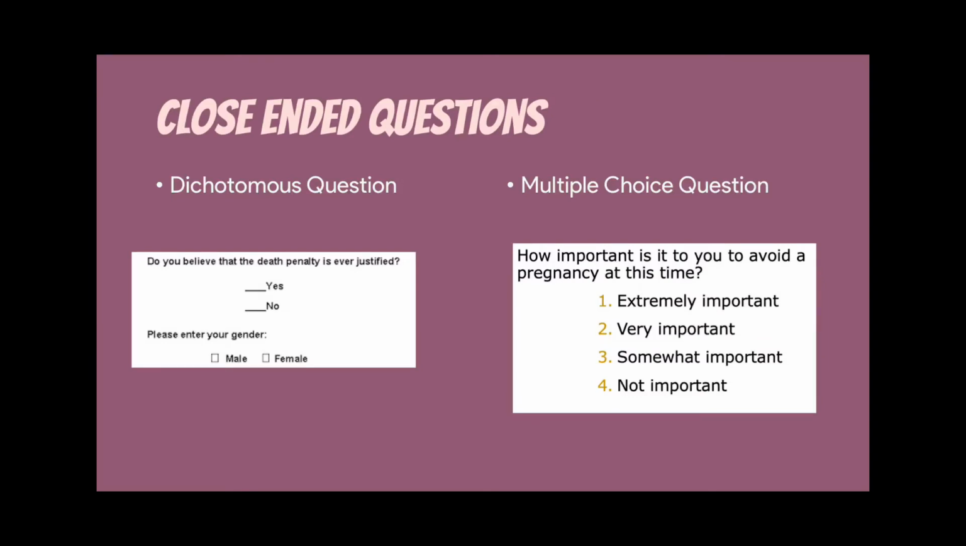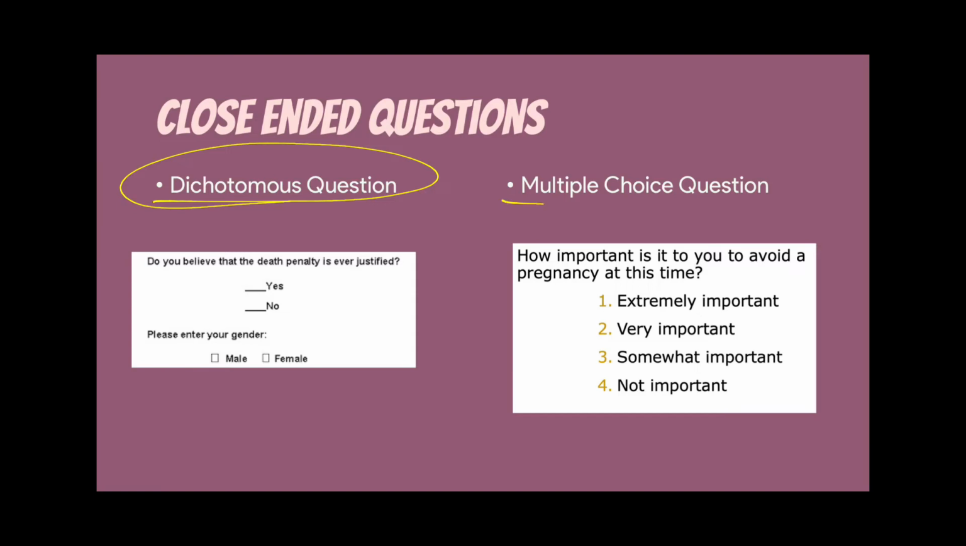One, we have the dichotomous question. Obviously, these are questions that only have 2 available answers. For example, do they believe that the death penalty is ever justified? You only have yes or no. Now, if you put here "maybe" or "not sure," then that's no longer a dichotomous question. Please enter your gender: male or female.